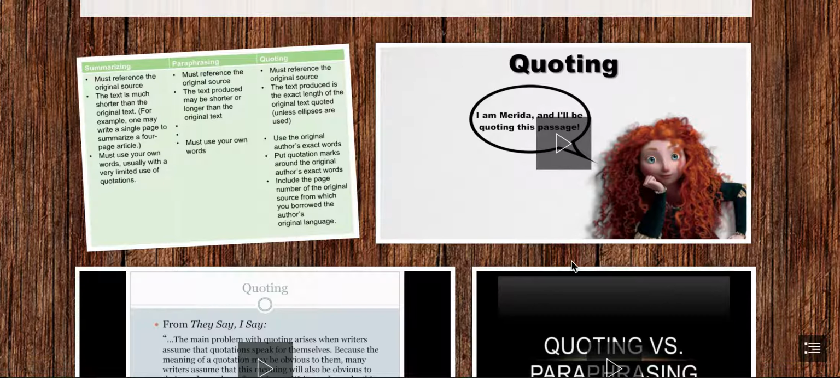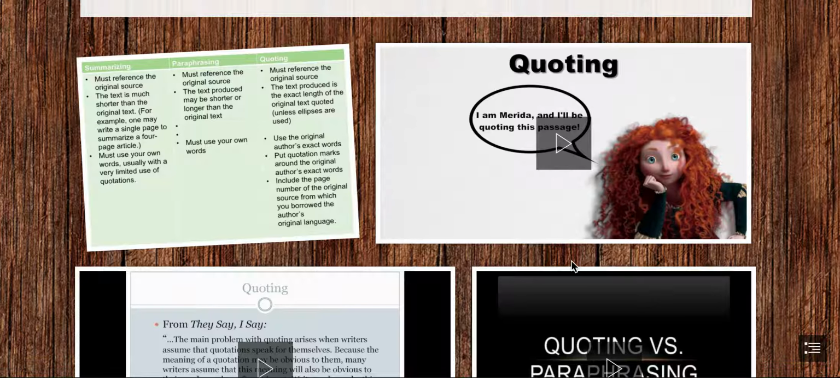Paraphrasing is when you use your own words. And again, you must reference the original source. You need to have a citation. The text produced may be shorter or it might be longer than the original text. But the important thing is you need a citation.